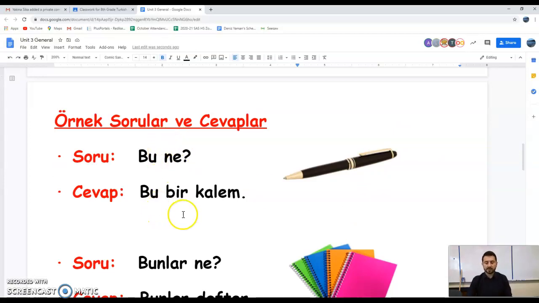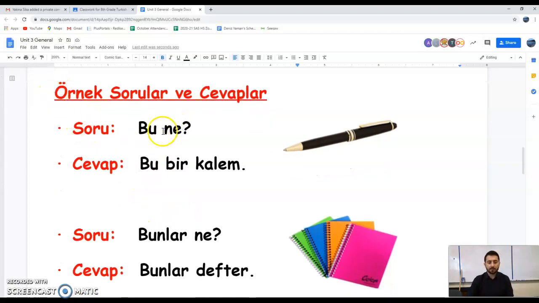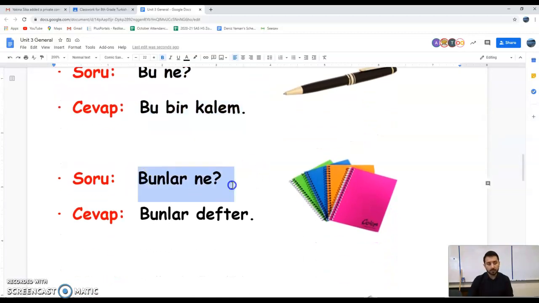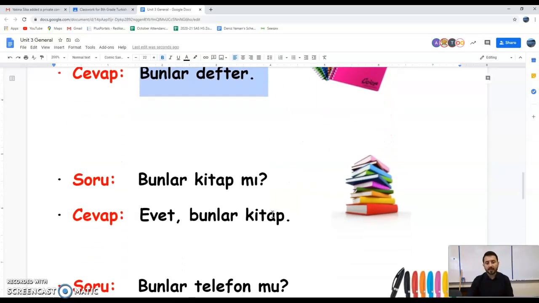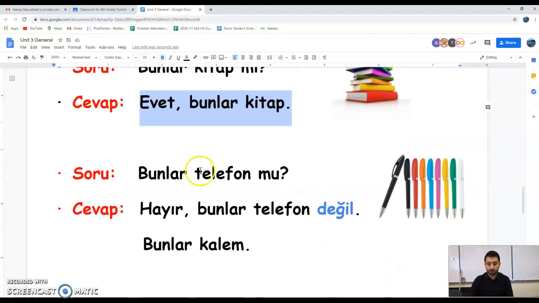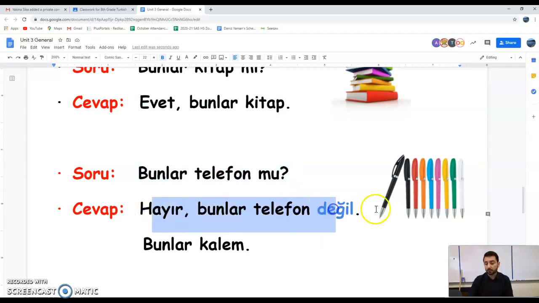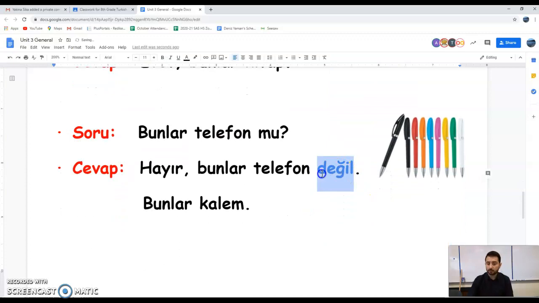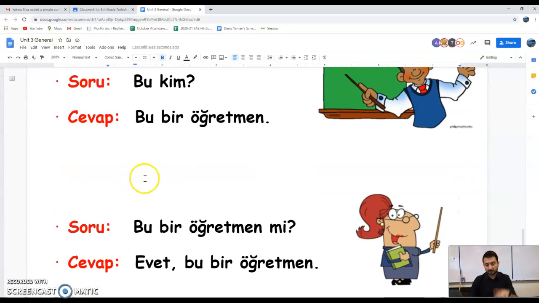So these are the example sentences. So it says bu ne? What is this? Bu bir kalem. This is a pencil. Bunlar ne? And then we say bunlar defter. These are notebooks, right? And then the next question is bunlar kitap mı? Are these books? And then you say evet bunlar kitap. Yes, these are books. Bunlar telefon mu? Are these phones? Hayır, bunlar telefon değil. These are not phones. Bunlar kalem. Bu kim? We will talk about that later on.